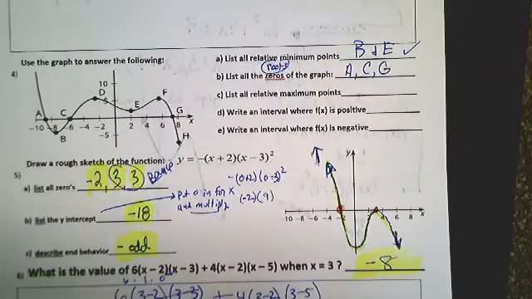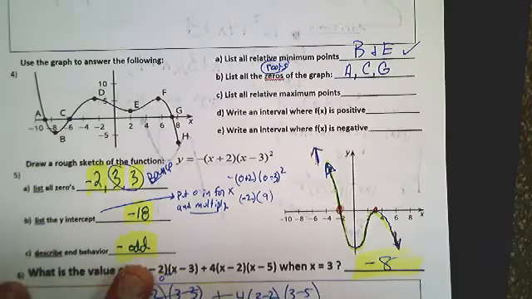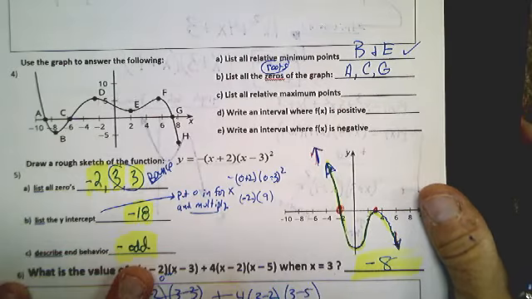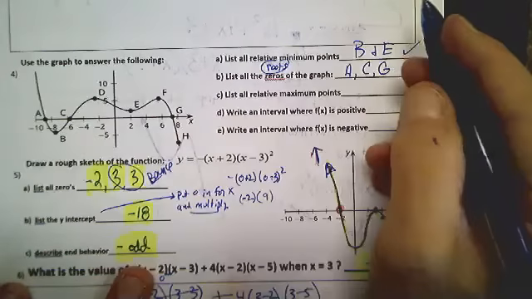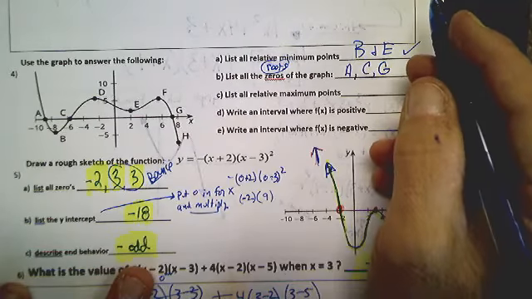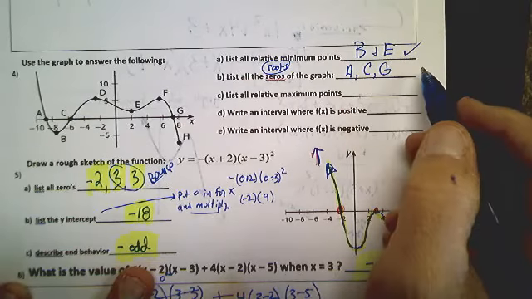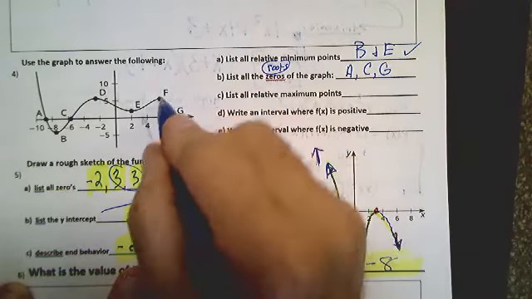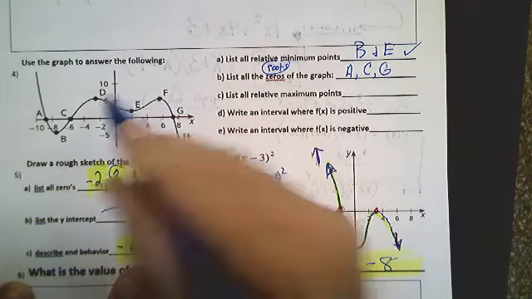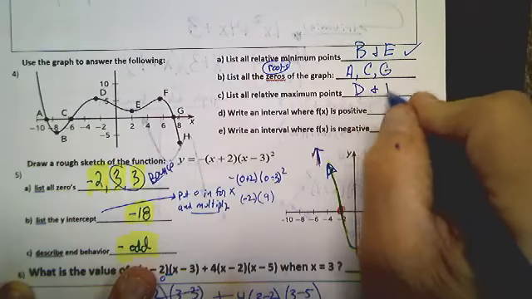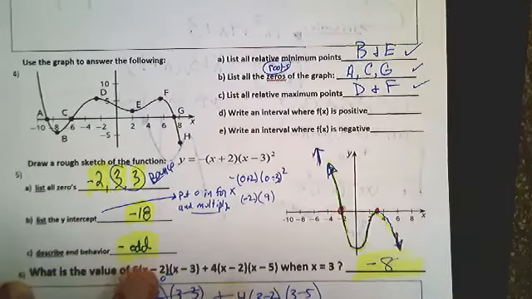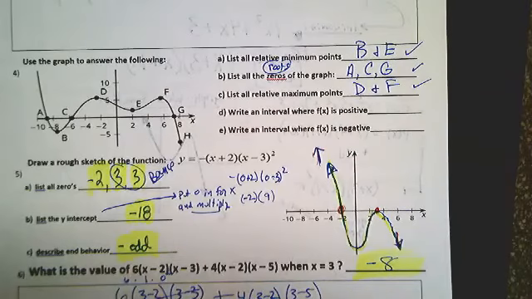All relative maximums, Landon. Okay, the relative maximums are points where you can stand on little mountaintops. There's one at F and there's one at D. D and F. I need an interval where f of x is positive. Lane, good one.